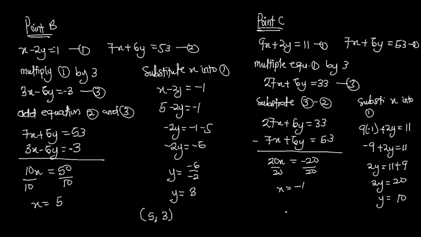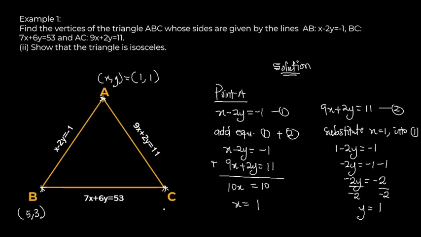So it means for point C, my coordinates are x is equal to negative 1 and then y is equal to 10. So I have over here negative 1 and 10. So that completes the first aspect of this question, which demands that we find the coordinates of these vertices over here. Now the second aspect says that we should show that the triangle is isosceles.